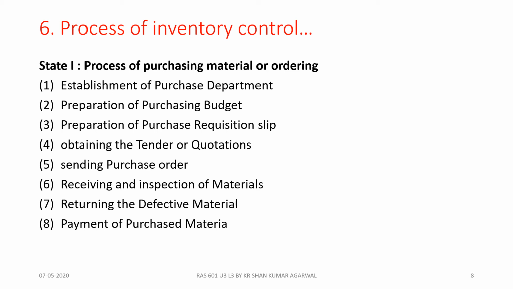Further, once the purchase order is placed, then they have to receive the material and inspect whether the material is up to the mark or not. If it is not up to the mark, then the defective material has to be returned to the supplier itself, and the payment for the purchased material should take place. That is how the purchase or acquisition of raw material takes place.